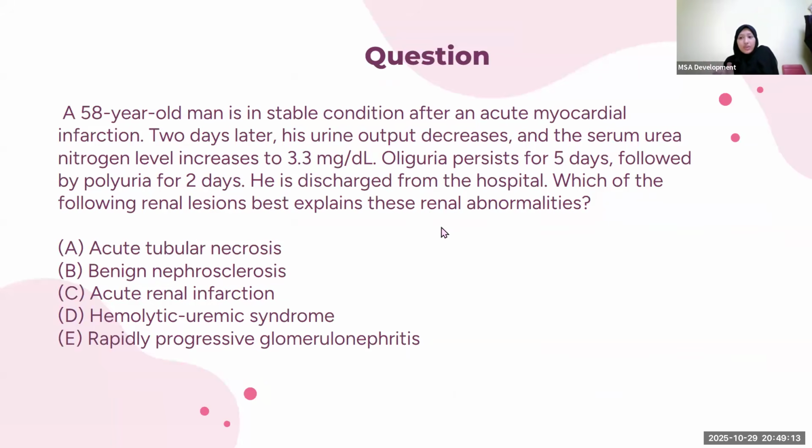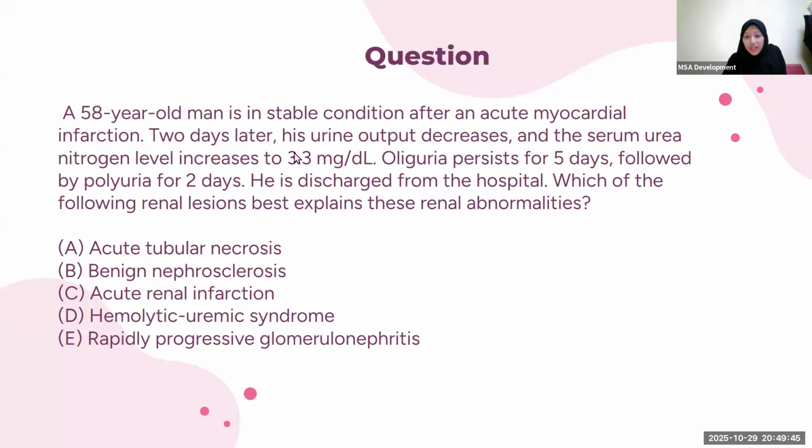Because this is a recording, feel free to pause. I'll go ahead with the answer once I finish reading it. A 58-year-old man is in stable condition after myocardial infarction. Two days later, his urine output decreases and serum urea nitrogen level increases to 3.3. That's the BUN. Oliguria persists for 5 days, followed by polyuria for 2 days. So decreased and then increased. He is discharged from the hospital. Which of the following explains these renal abnormalities?